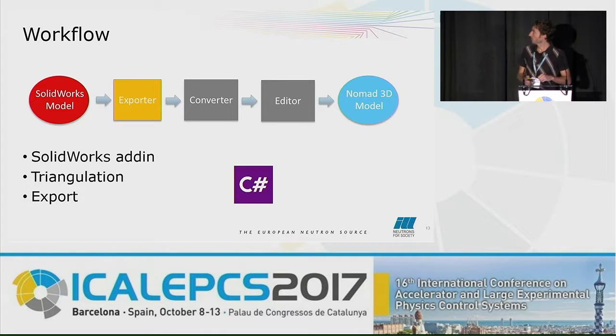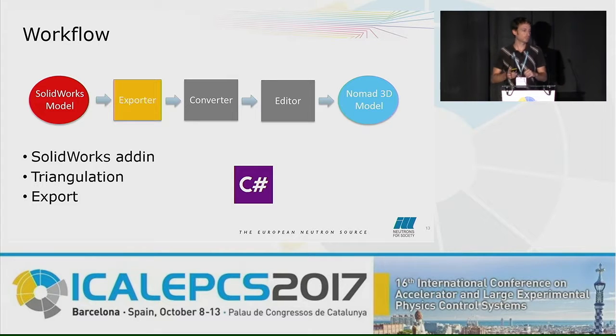Then we have the first application that we call the exporter, which is a SolidWorks add-in, and the main goal is to transform the combination of shapes into a set of triangles. We also have the export function where we export some different files that we will be able to load after that. And this add-in is written in C# to access the full API of SolidWorks.